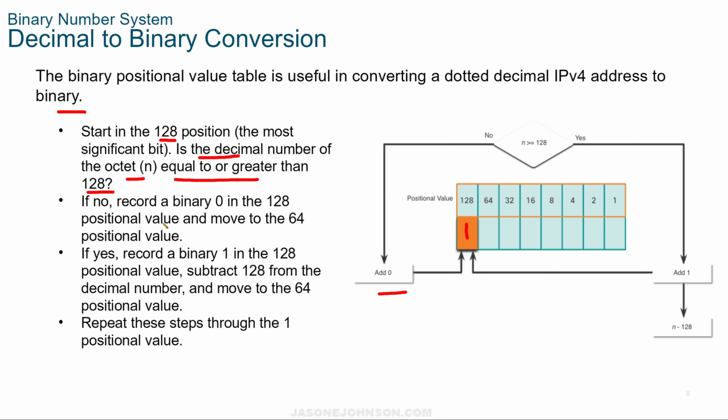So we record the 1 for the 128 positional value, and we move to 64 and ask, is the number that we have left over greater than or equal to 64? If it is, we then mark a 1, subtract 64, and with the remainder left over, we keep moving down until we get to 0.